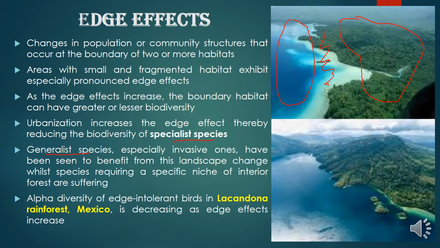Such species will not be edge species. For example, this is one forest habitat, and this is a desert habitat, a desert ecosystem, and in the intermediate we have the grassland ecosystem. This grassland ecosystem that I am coloring in red will not contain any specialist species like koala or panda. It will be inhabited by generalists.